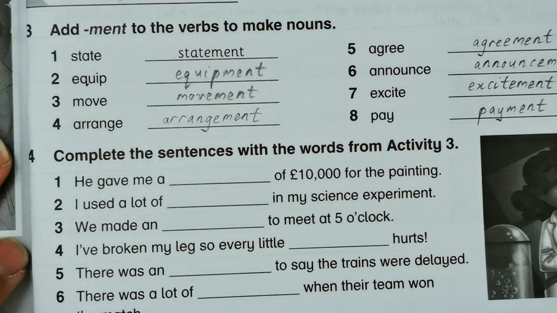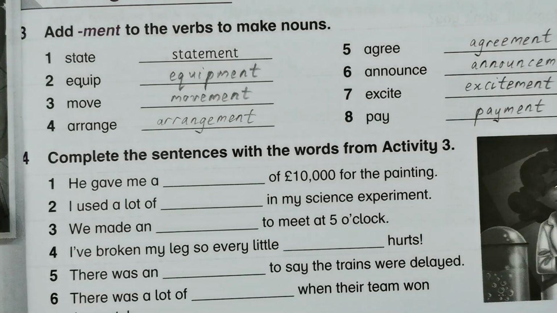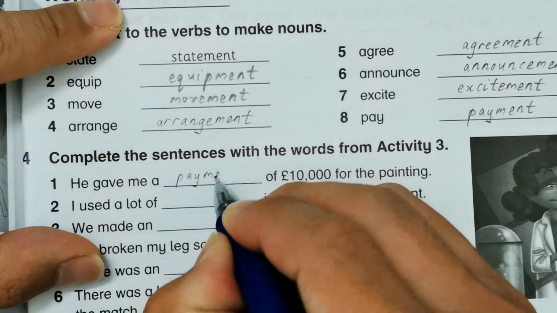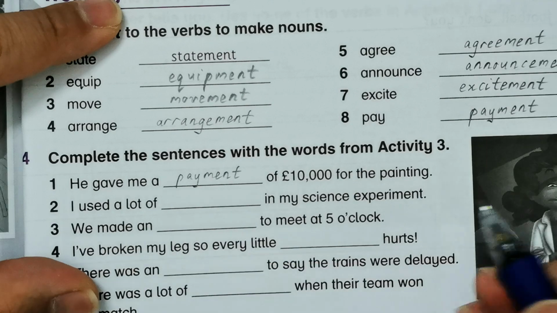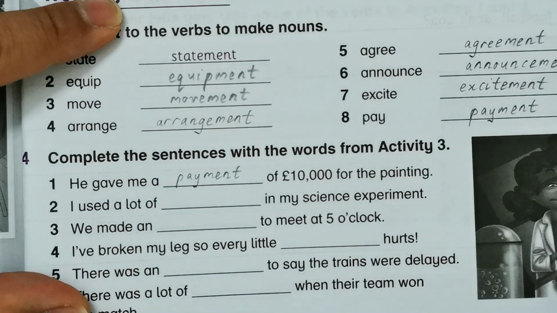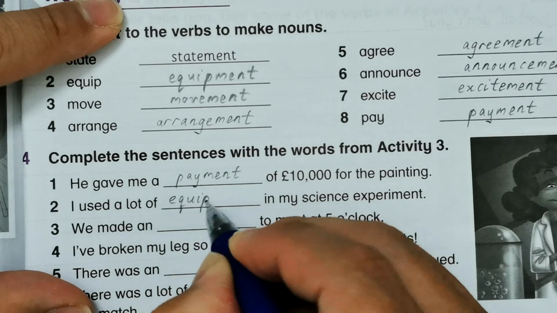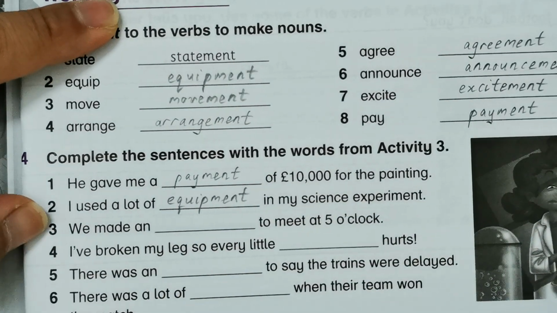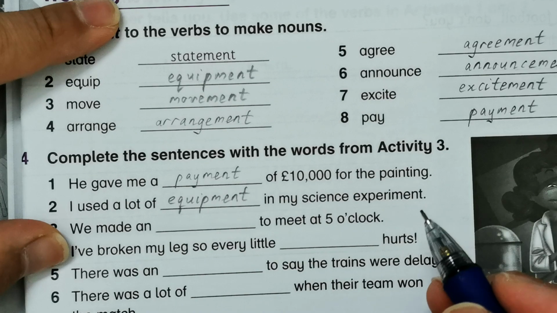And then activity 4, complete the sentences with the words from activity 3. Number 1, he gave a, so this is a payment of £10,000 for the painting. Number 2, I use a lot of, so equipment, in my science experiment. Number 3, we made an arrangement to meet at 5 o'clock. So this is arrangement.